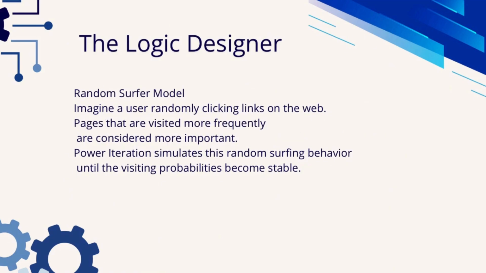Another way to understand PageRank is through the random surfer model. Imagine a user randomly clicking links on the web. Pages that are visited more frequently by this random surfer are considered more important. Power iteration simulates this behavior mathematically until the visiting probabilities become stable. This provides an intuitive explanation for why PageRank reflects long-term importance.